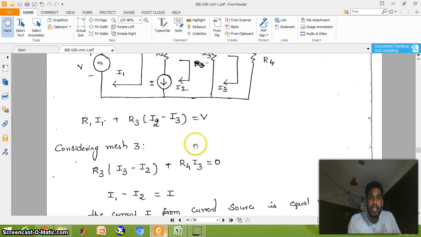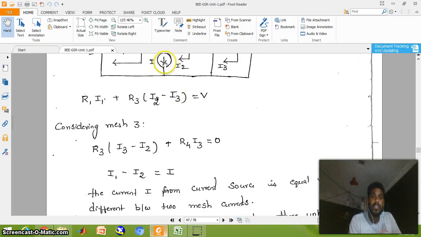But here three unknowns are there. We have only two equations. We can't find the unknown quantities. So we need one more equation. So that equation is the super mesh equation.